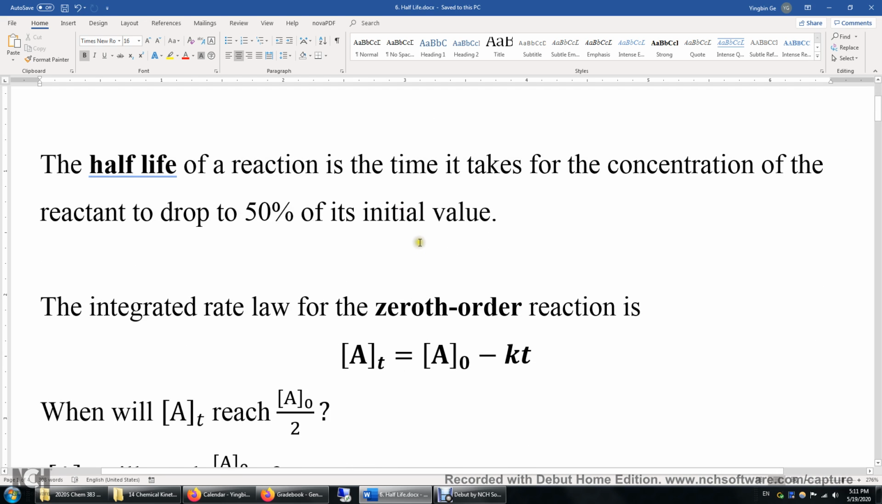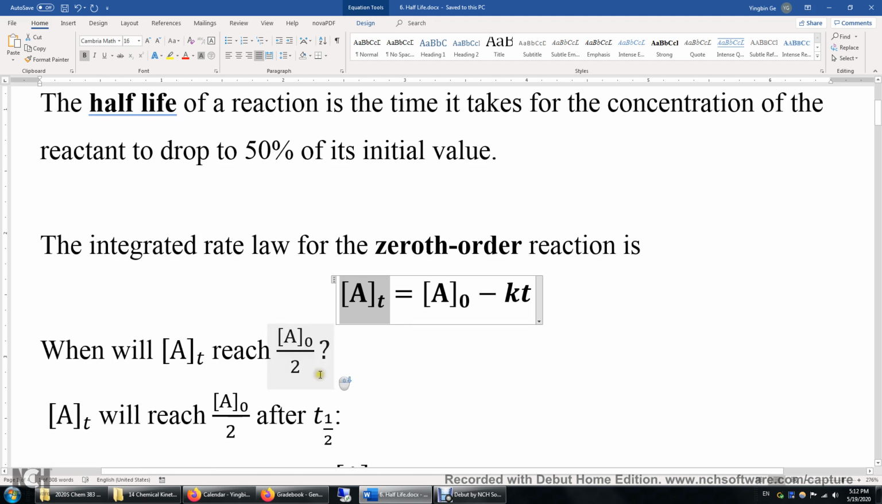So first, zeroth order. The integrated rate law for the zeroth order reaction is this: the concentration of A at time t is equal to the initial concentration minus kt. k is the rate constant, t is the time. So the question is, when will this A become 50% of the initial concentration of A? So we just plug in this A at time t to be 1/2 of A naught.